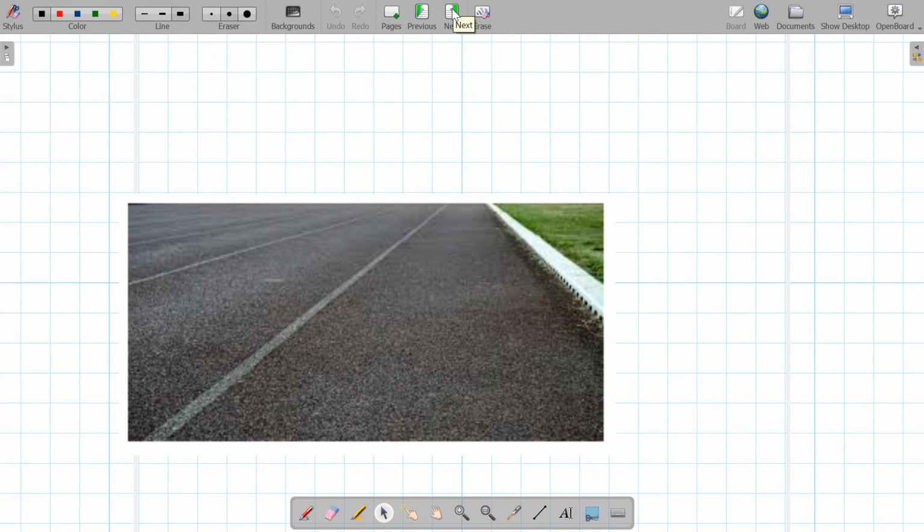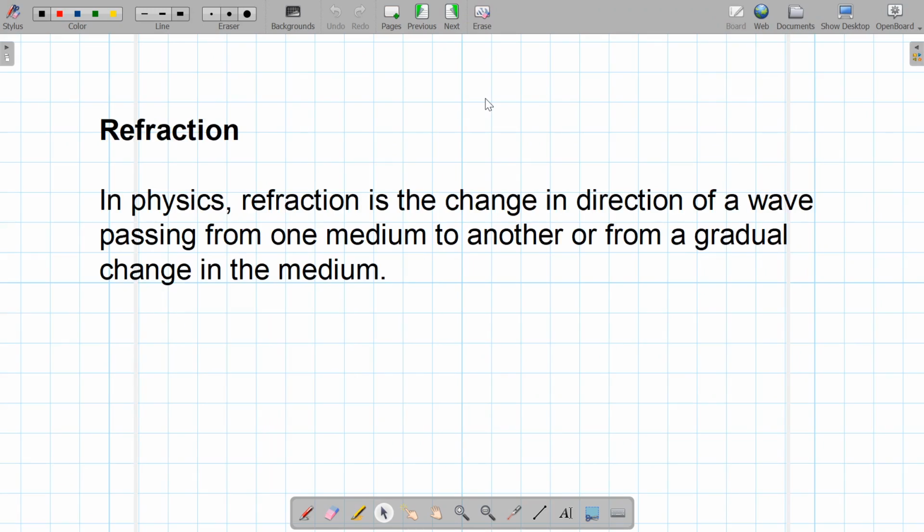Now, let us switch our focus to refraction. In physics, refraction is the change in direction of a wave passing from one medium to another. And here's an example of that.